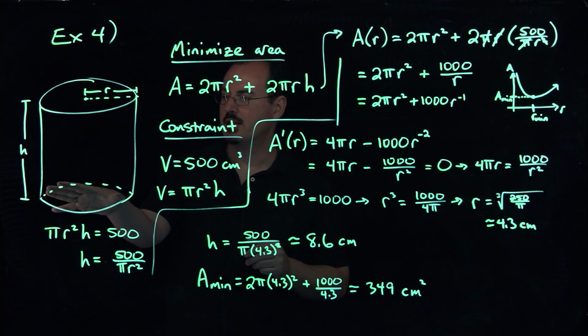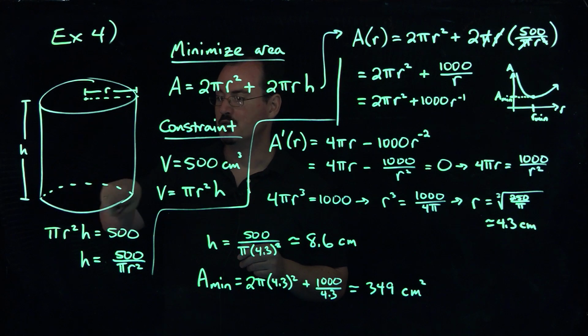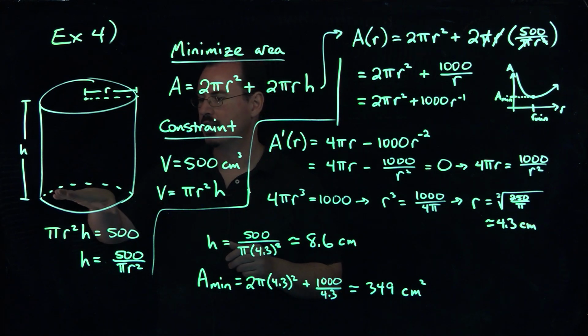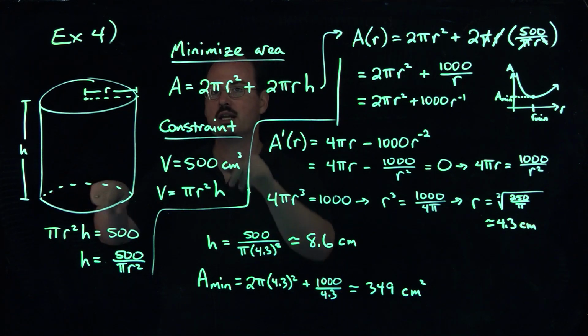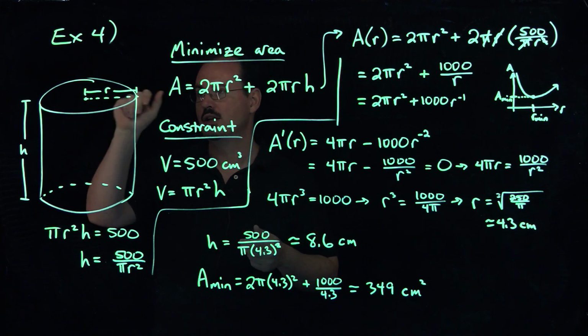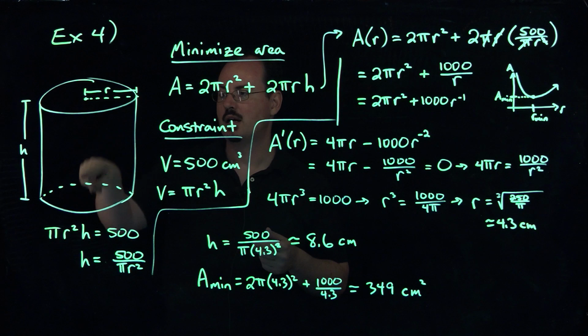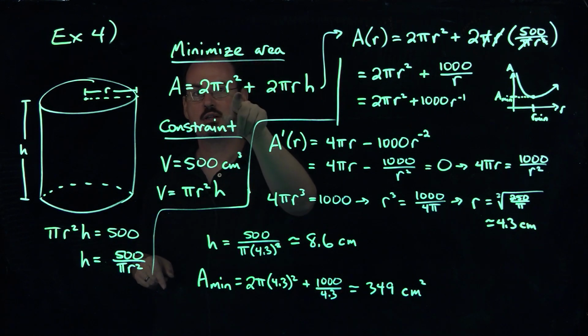What we have to think about is that there's actually 3 different areas that we're looking at here. The area of the bottom of the can, that would be the amount of aluminum needed to make the bottom of the can. Well, that's a circle, so its area is pi r squared. There's another one of those at the top, another pi r squared, so there's 2 of those. So that's the top and the bottom, that's this 2 pi r squared right there.